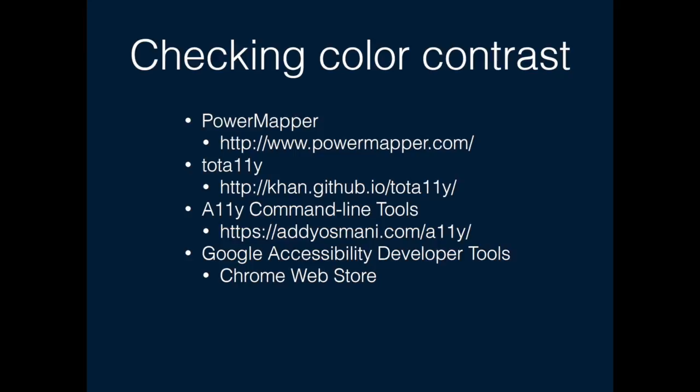There are many tools out there that can check color contrast. A few are listed here, but this talk is going to focus on the last one, which is the Google Accessibility Developer Tools, a Chrome extension that you can get in the Chrome Web Store.